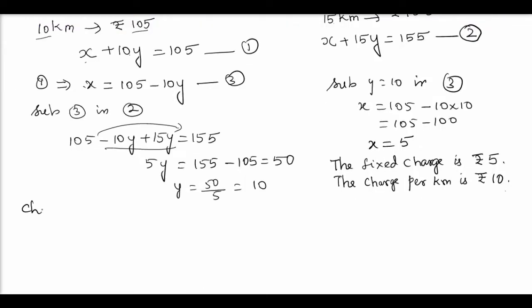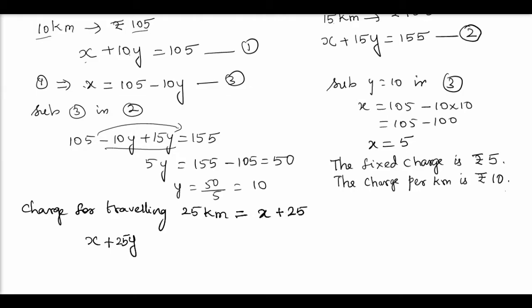Now we'll see the charge for traveling 25 kilometers. Whatever be the kilometer, first you should pay x rupees, isn't it? And then you have to pay y rupees for 1 kilometer. Now it's 25 kilometers, so it's 25 into y. So the charge for traveling 25 kilometers is x plus 25y.